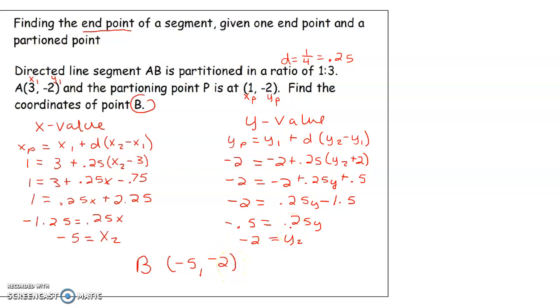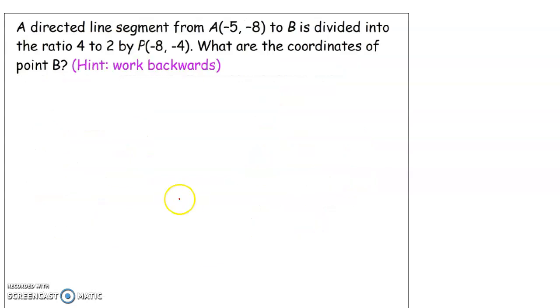Let's do another example of this one. These tend to be a little more confusing for kids. Okay, we're going to look at a directed line segment from A. Here's my x1, y1, always label. To B, I'm looking for x2, y2, divided into the ratio of 4 to 2, which makes my distance equal to 4/6. I'll just leave it in a fraction at this point, because that's not going to be a friendly decimal to work with. And this is my x partitioning point and my y partitioning point.